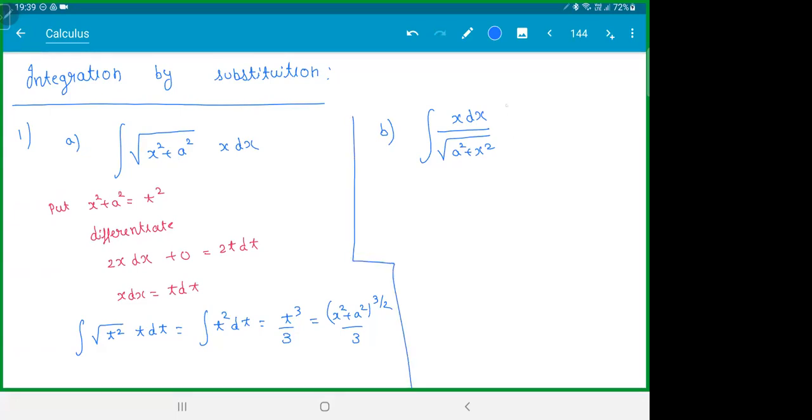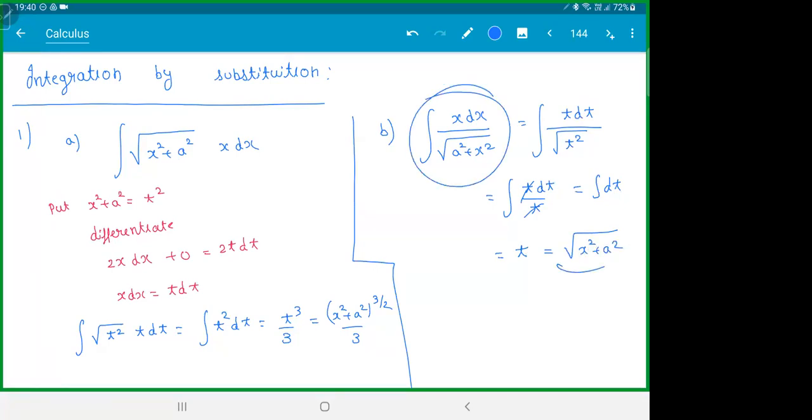Same logic if I apply here, x dx will become t dt, and the denominator a square plus x square will become t square, so the root of it is t. So this will become simply t dt by root t, which cancels off, integral dt. We get t as an answer. What is t? Root over x square plus a square. So this is the answer of this integration.